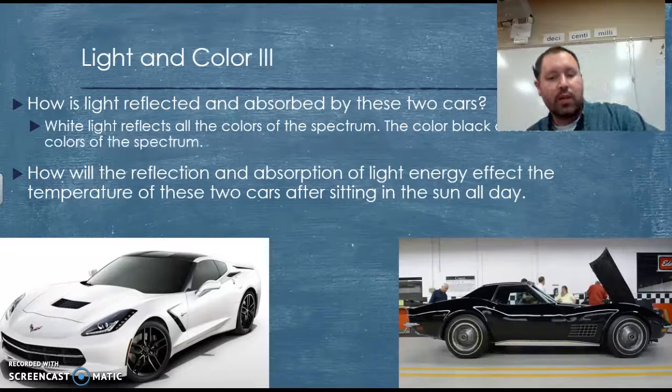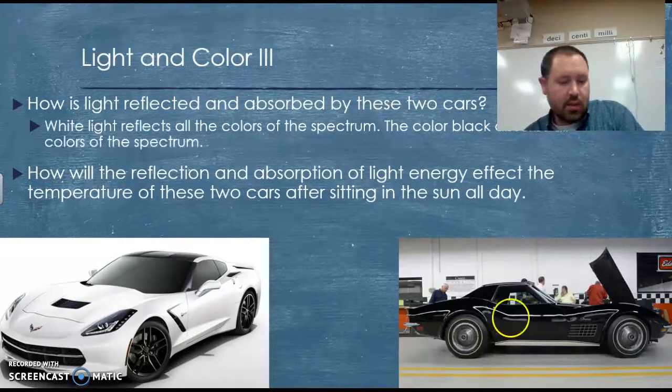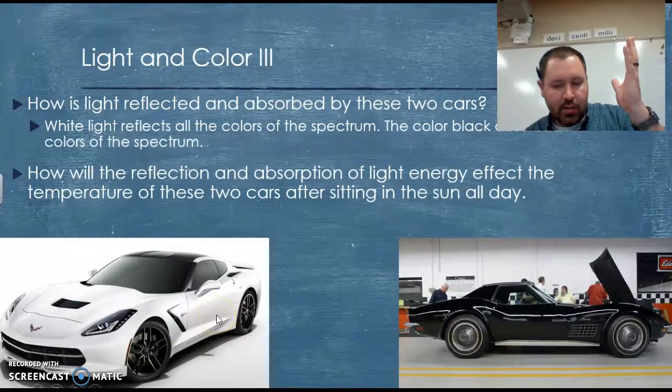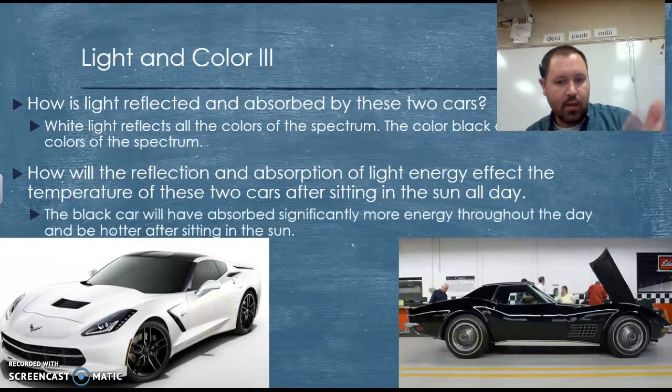So it says, how will the reflection and absorption of light affect the temperature of these two cars sitting in the sun all day? We just answered that. We said that the white car reflects all the wavelengths of light. The black car absorbs all the wavelengths of light. Great. And we just said what we're saying.